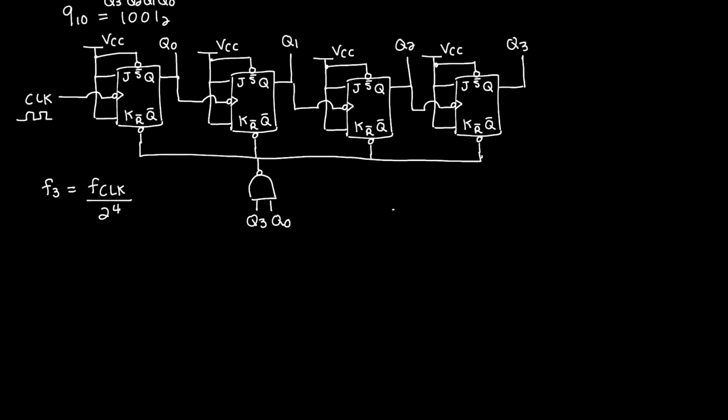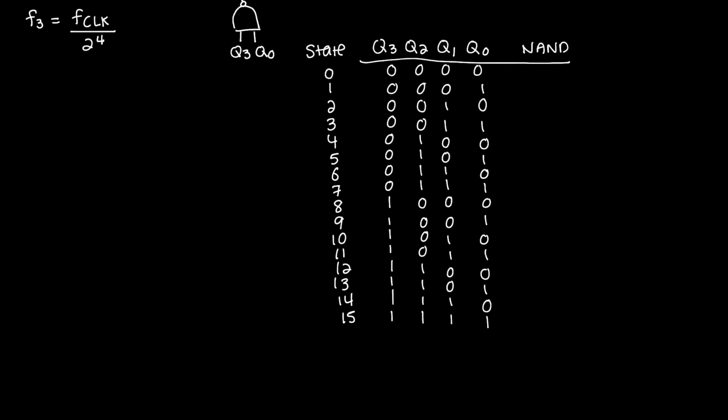So I have Q3, Q0. In fact, let's draw the truth table with all values of Q. So I have Q3, Q2, Q1, Q0, and then I have the NAND gate output. And I have 16 possible rows in my truth table. Okay, so I've spared you the drawing of the truth table, and this is what I end up with. So here are my 16 possible permutations of Q3, Q2, Q1, Q0, and I've also written the state in decimal right next to it over here.